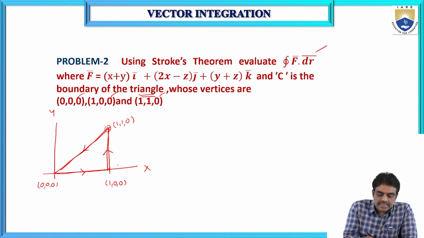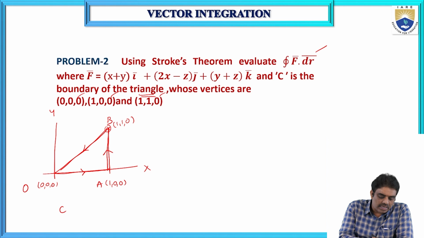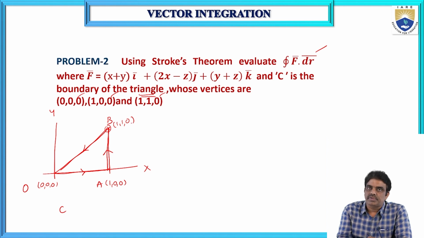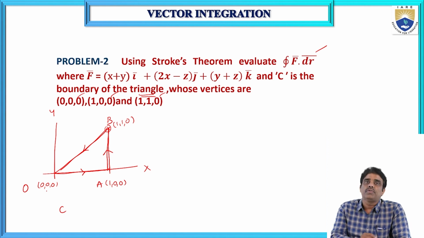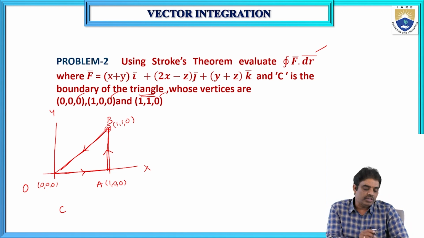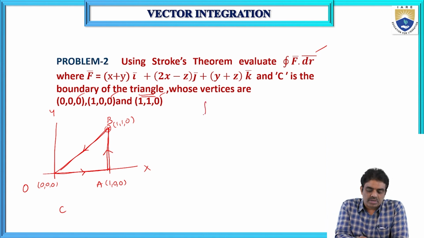The curve is C. C is the curve. It is O, this is A, this is B. Clearly it is a triangle. You can eliminate the last z values because all are zeros, you need not consider them. So already given that, I also mentioned (0, 0, 0), (1, 0, 0), (0, 1, 1, 0), right? Now we have to evaluate this one, the integral over the closed curve C of f bar dot dr bar.